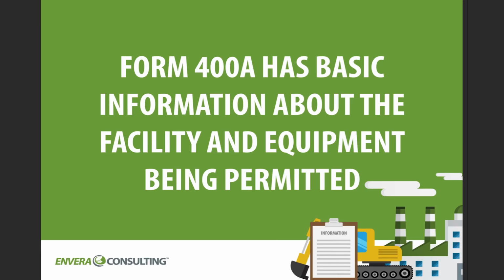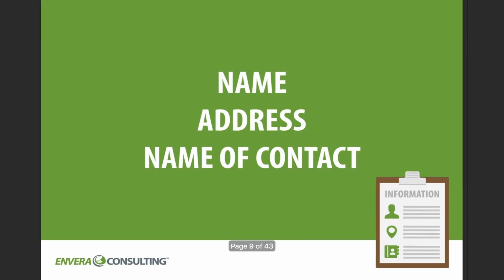The Form 400A has basic information about the facility and the equipment being permitted. Information like the name, the address, the equipment address, the mailing address, the type of permit application, the name of the contact, email address, phone number, fax number, and so forth.